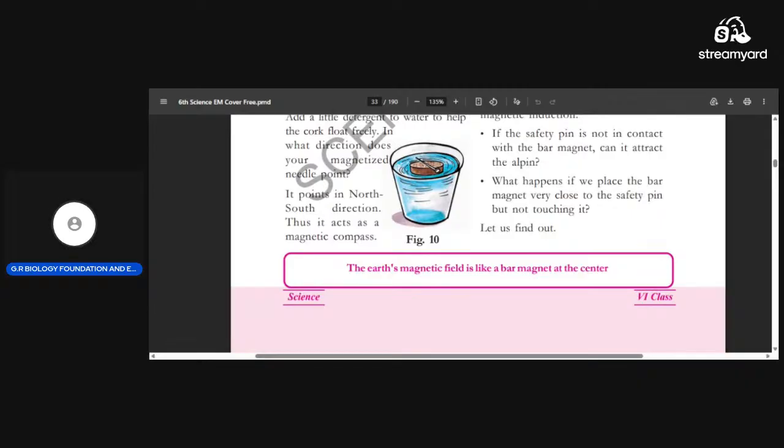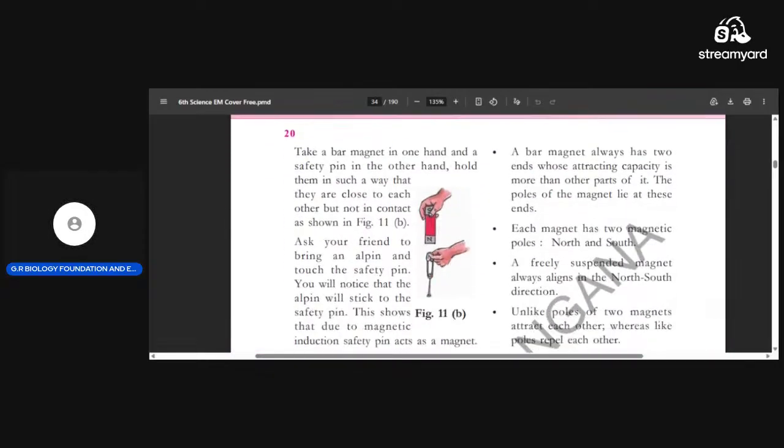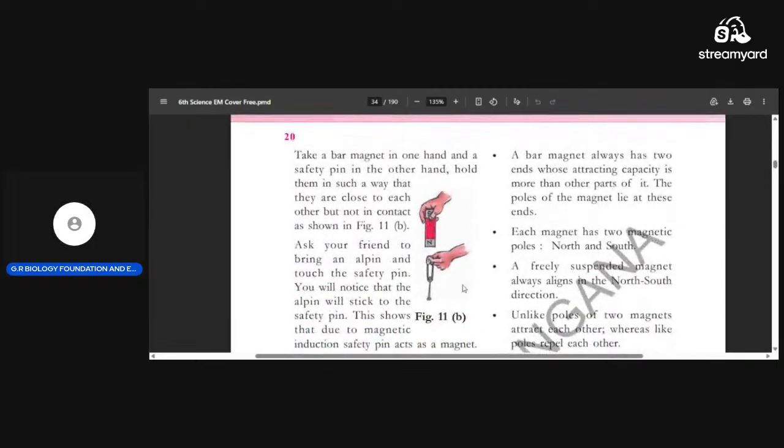If a safety pin is not in contact with the bar magnet, can it attract the alpin? Yes. What happens if we place the bar magnet very close to the safety pin but not touch it? There may not be direct contact, but the alpin which is attached to the safety pin, through that safety pin, the magnetic power passes and it is attached to the safety pin continuously. So this is magnetic induction.